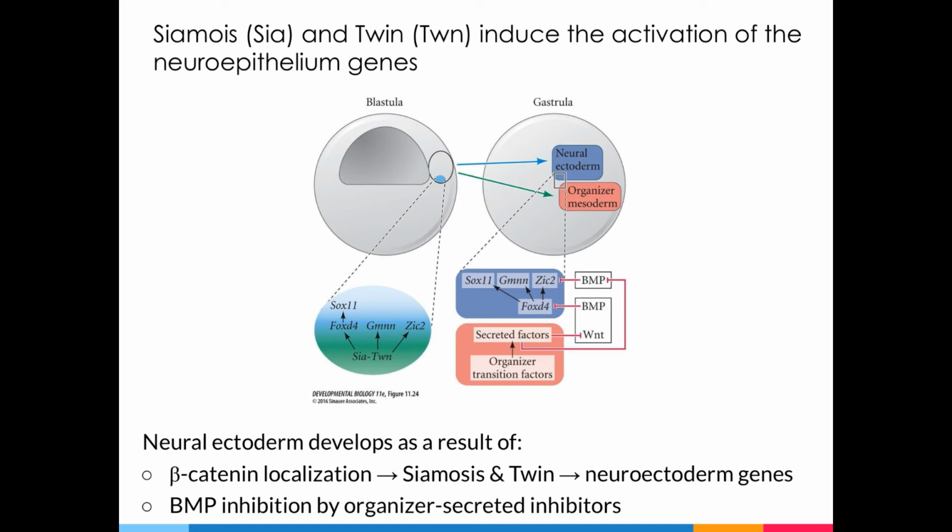Well, as it turns out, the earlier beta-catenin signal induces the expression of the organizer transcription factors, Siamois and Twin, which act together to activate genes that induce the formation of neural tissue. However, since BMPs can suppress the neuroectoderm genes activated by Siamois and Twin, the BMPs have to be blocked by the inhibitors that are secreted by the organizer.